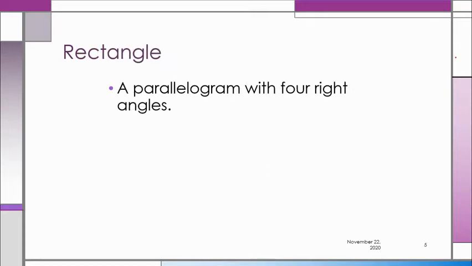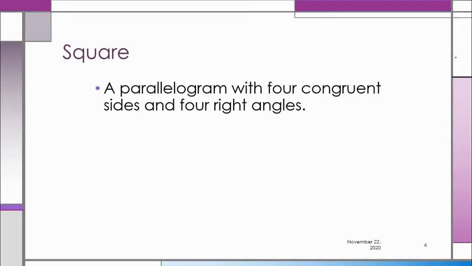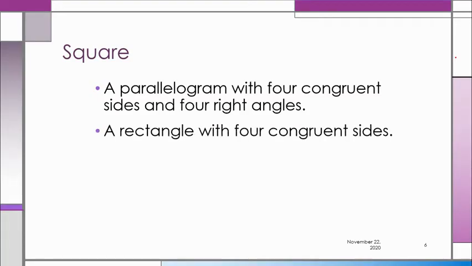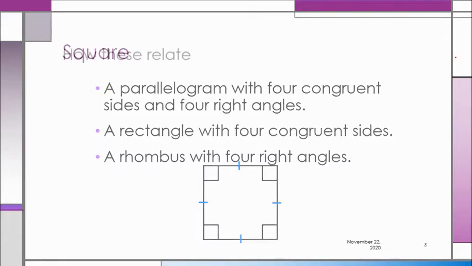The rectangle is a parallelogram with four right angles. Right angles are 90-degree angles. The square is a parallelogram with four congruent sides and four right angles. A rectangle with four congruent sides, a rhombus with four right angles. Okay, so a square takes in both the properties of a rectangle and a rhombus.